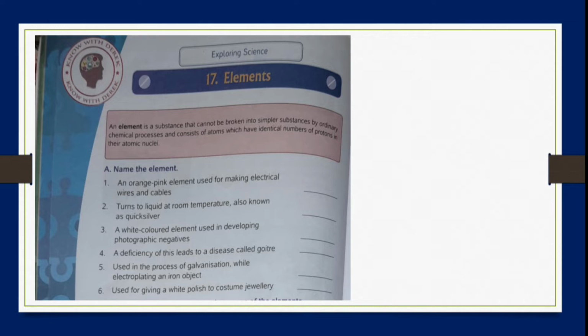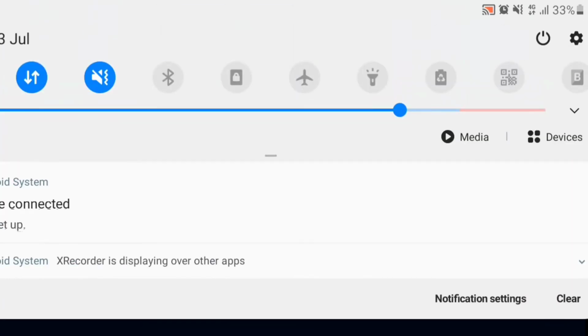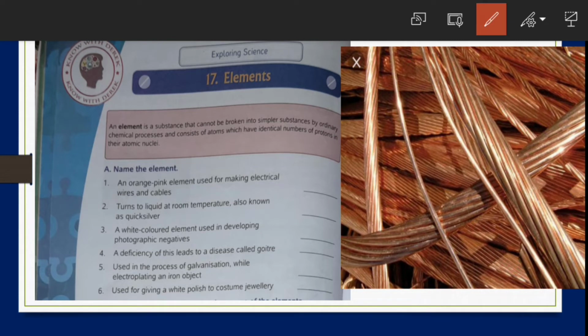As the description is given, I'll show you the pictures and we will fill in the blanks. Number one, an orange pink element used for making electrical wires and cables. So you must have seen this picture. It is orange pink in color, and usually this is the element which is used for making electric wires. So this element is known as copper. So you will write down copper, C-O-P-P-E-R. Okay, children, so this element is copper.